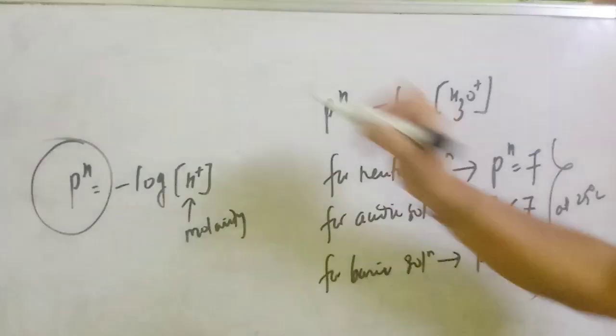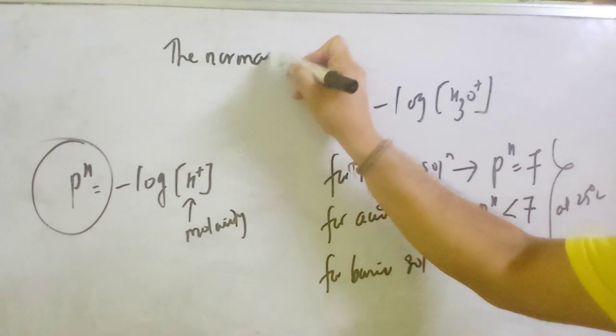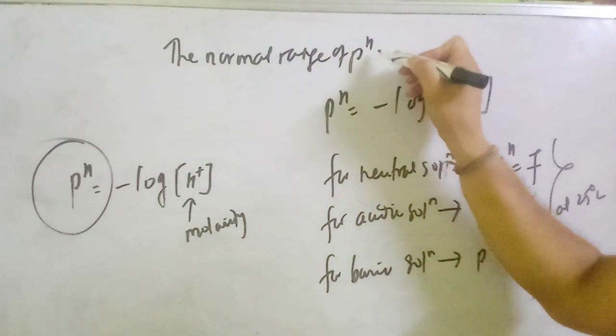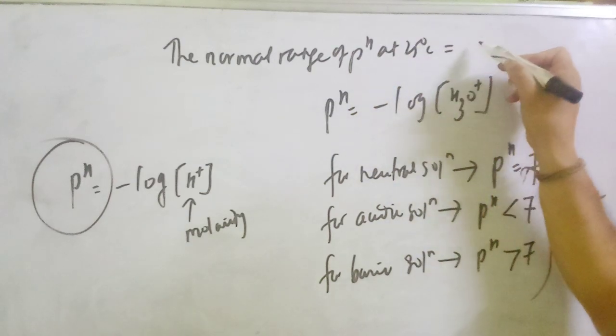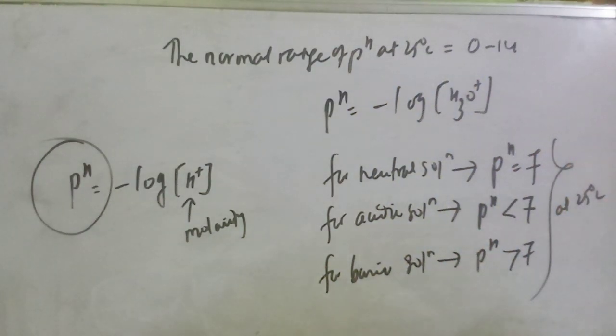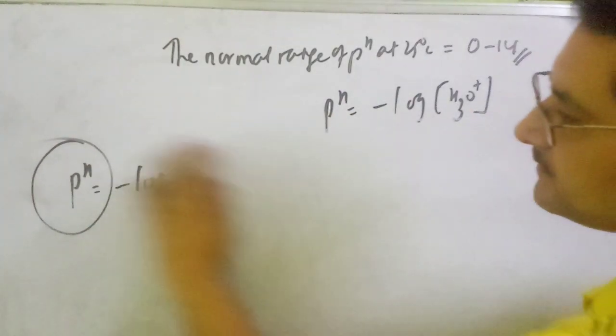So what is the normal range of pH? The normal range of pH at 25 degrees centigrade is 0 to 14. This is the range of pH for a solution. So pH can be expressed from 0 to 14. If it is less than 7, then it is called acidic, and if it is more than 7 up to 14, then it is called basic, while 7 is neutral. In this way we can express the concentration of hydrogen ion in terms of pH. pH is the negative log of the hydrogen ion concentration, so you can easily use the formula and calculate.